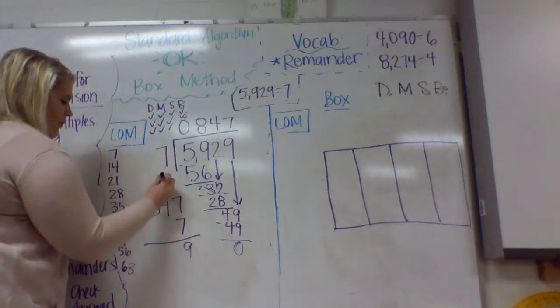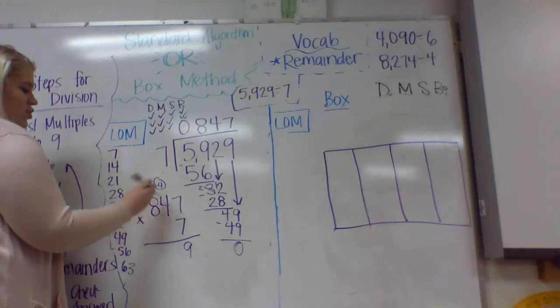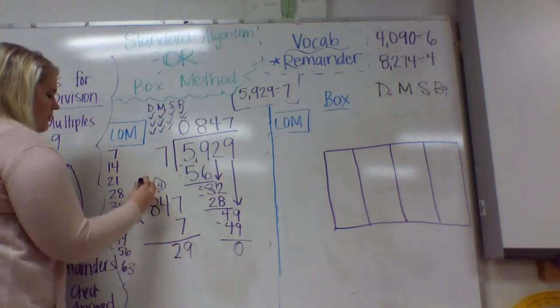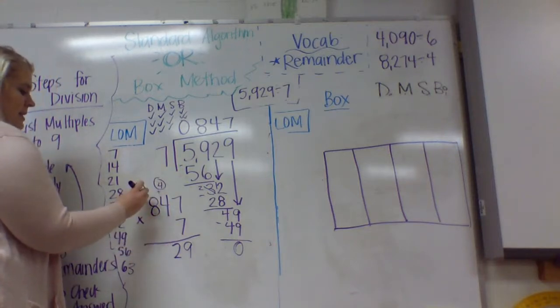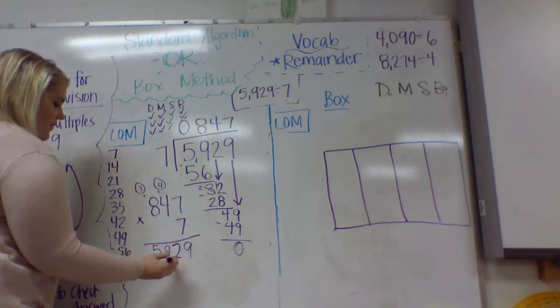7 times 7 is 49. 7 times 4 is 28. 28 plus 4 is 32. 7 times 8 is 56. 56 plus 3 is 59.